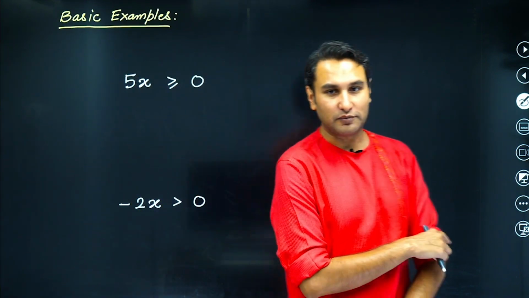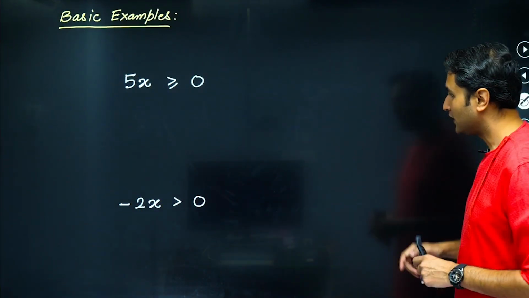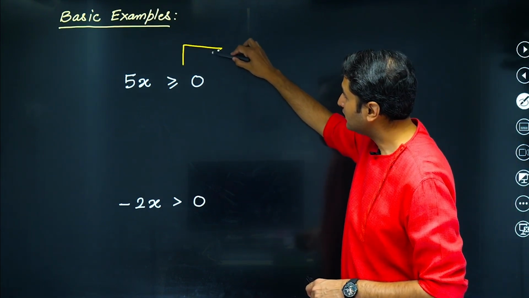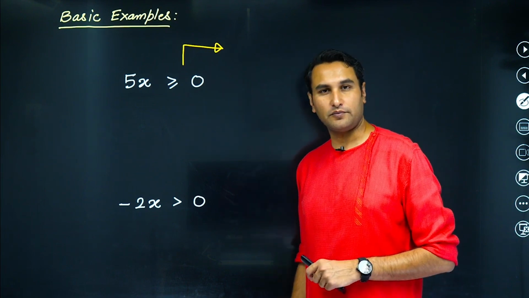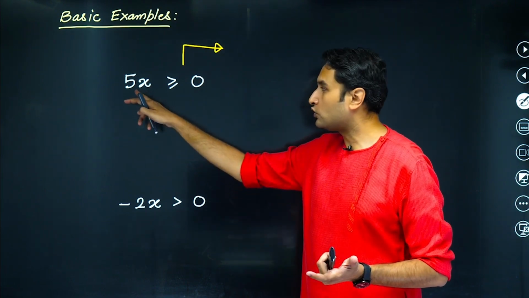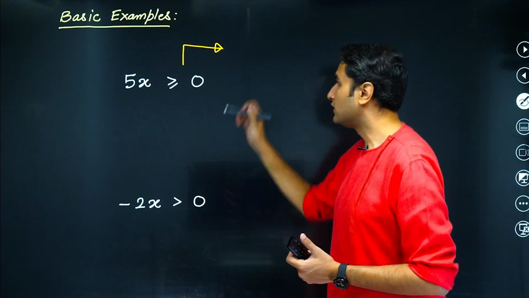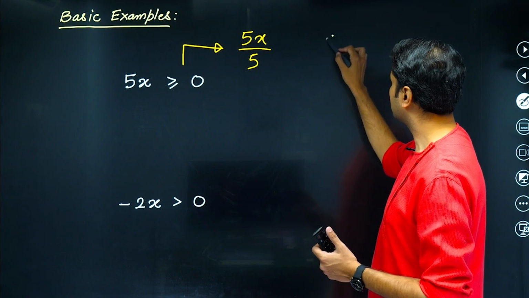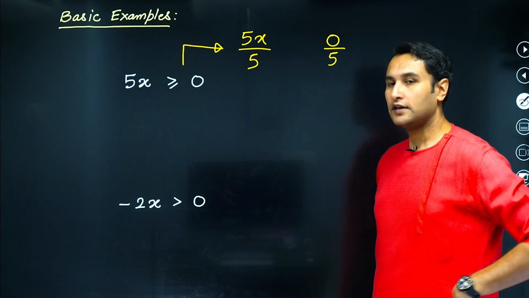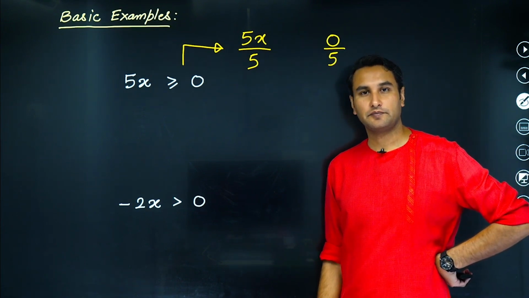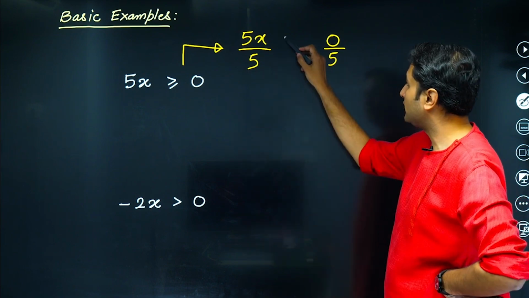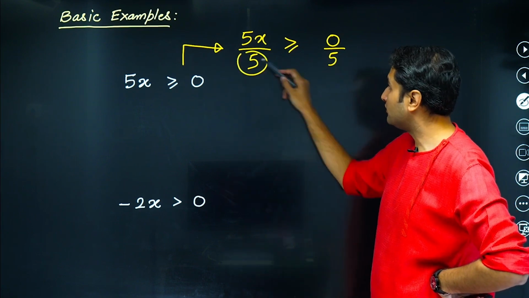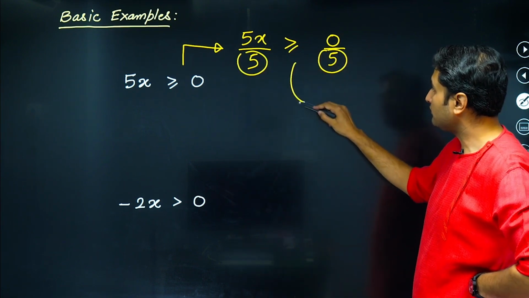And let's see these two examples. 5x greater than or equal to 0 and minus 2x greater than 0. Again, in this case, some students get confused by this 0. Don't be. What you don't want here? You don't want 5 here. So you divide both sides by 5. Can I do this? Yes. What will be the inequality? Same, because I am dividing by a positive number. No problem.